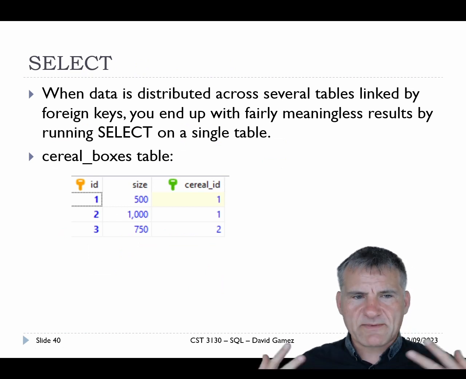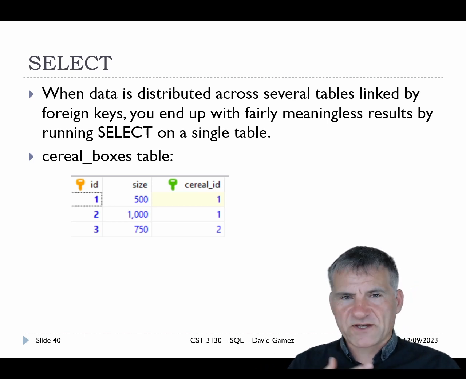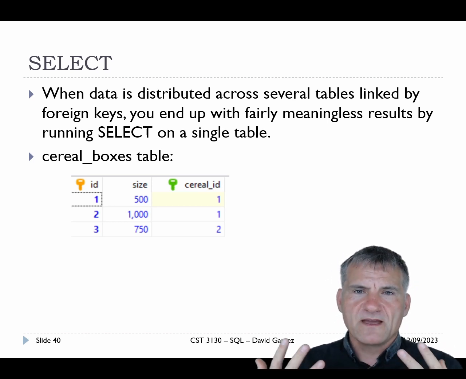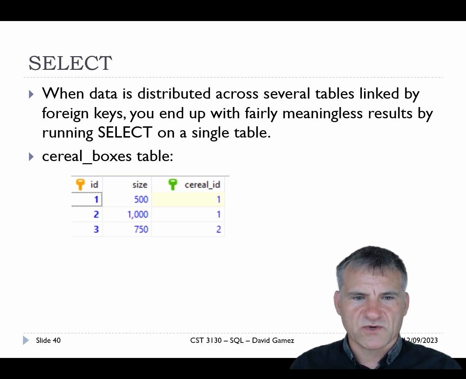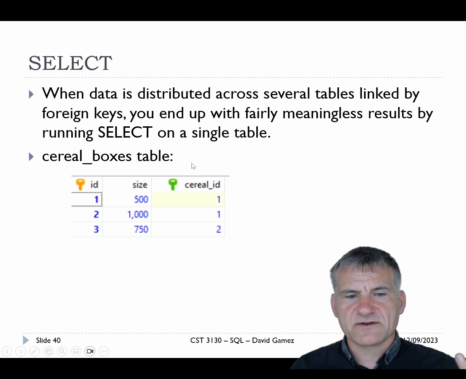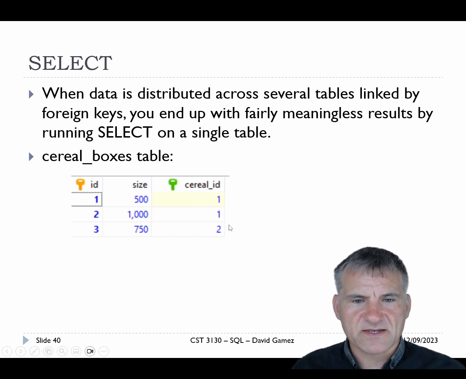So when we've got several tables linked by foreign keys, that might be a brilliant design from an efficiency and consistency point of view, but from a searching point of view, if we're just using basic select statements, it leaves us a bit short. Yeah, if I just run select on a single table like cereal boxes, I'm getting a cereal ID here, but I've no idea what that's pointing to, right?